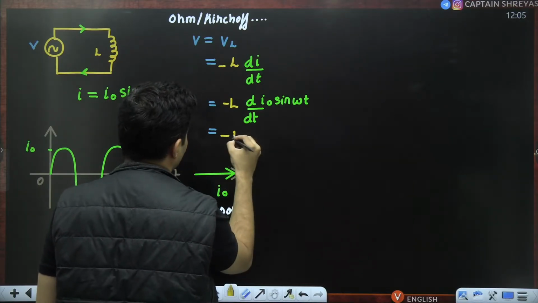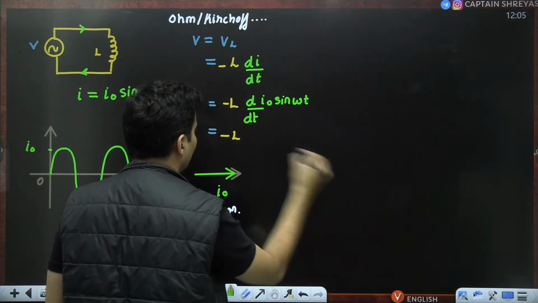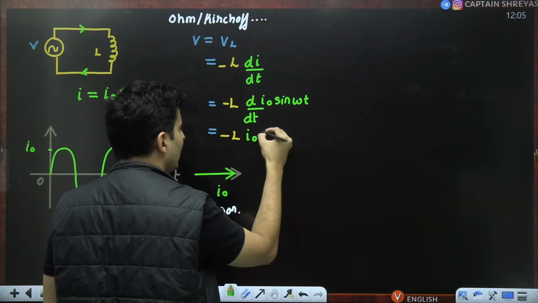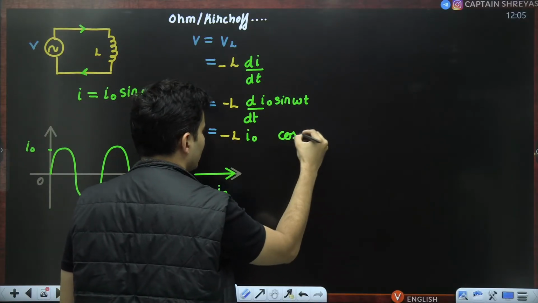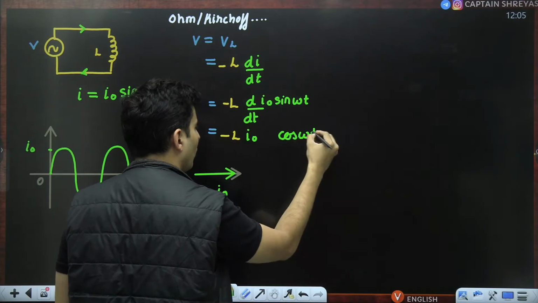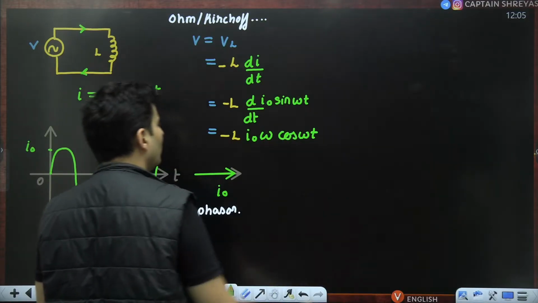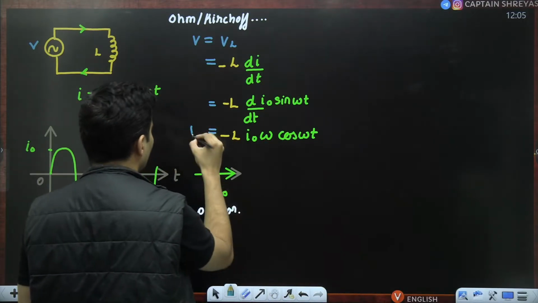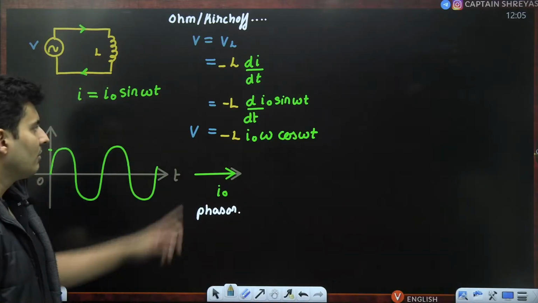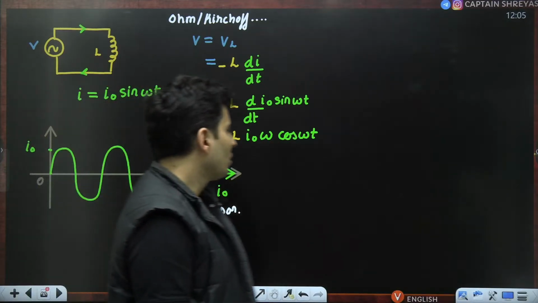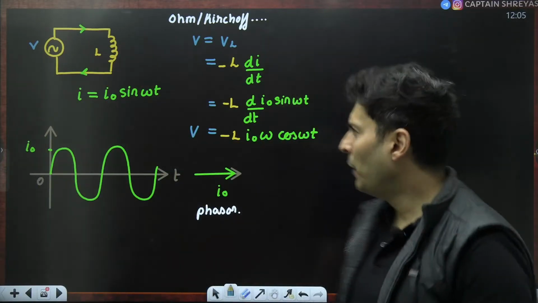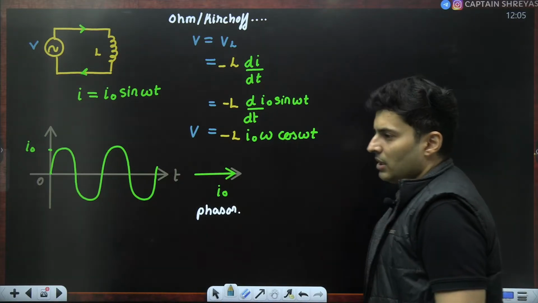I will get minus L. This I naught will come outside as it is. Derivative of sine is cos omega t. Don't forget, even omega's derivative will come. So it will look something like this. This is how the voltage will look like. Minus L I naught omega cos omega t. Okay, fair enough. Fine, sir.